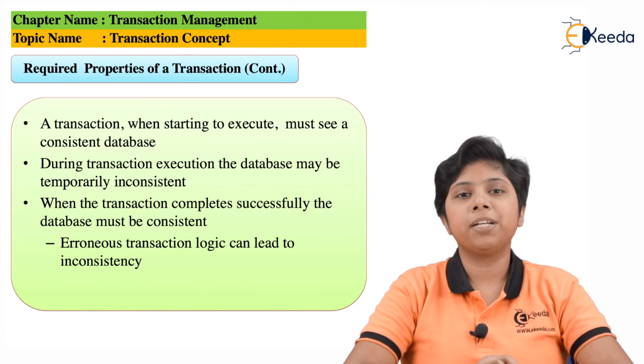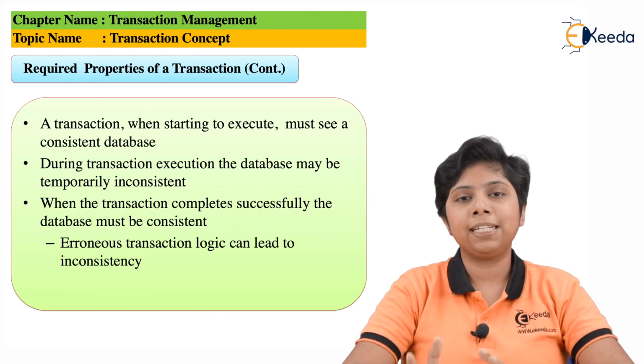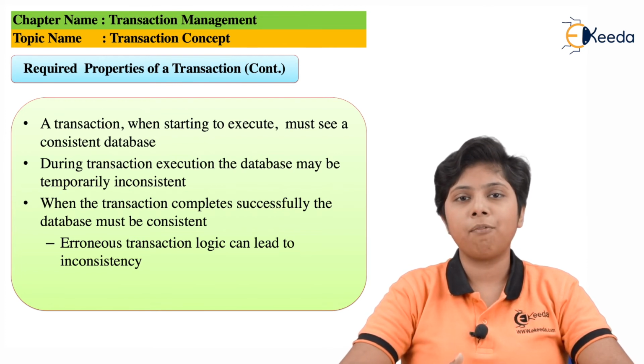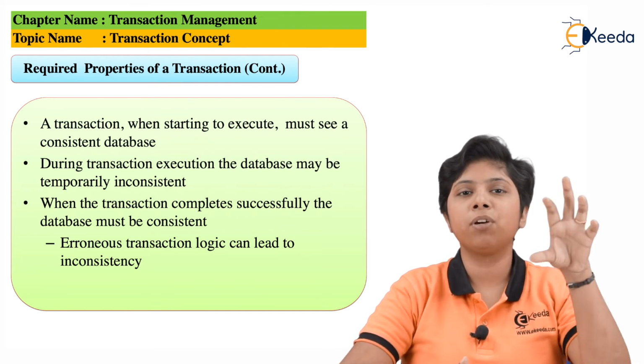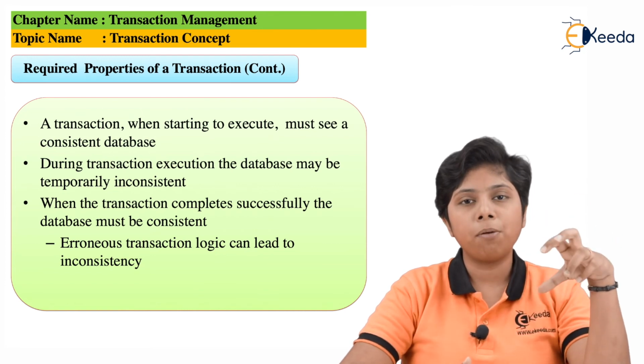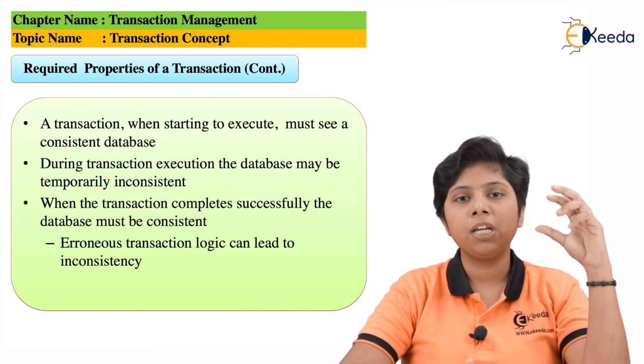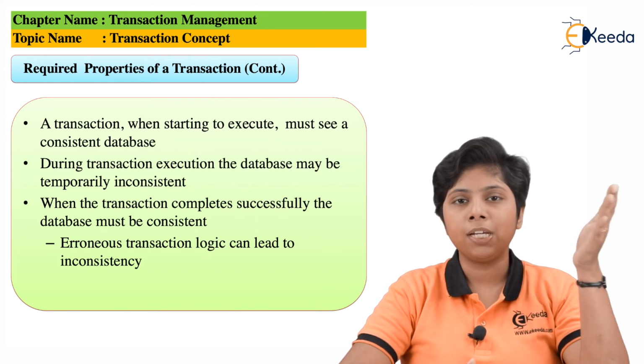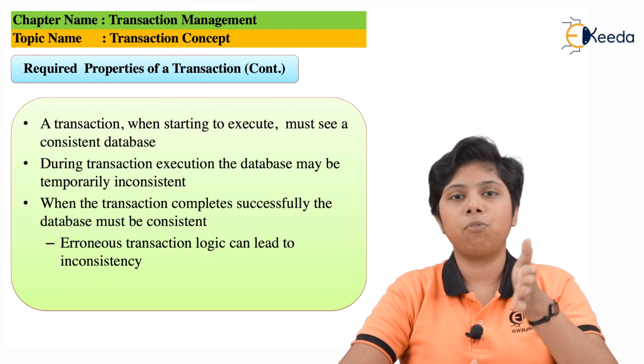Another way is to perform all the writes at the end of the transaction. Suppose the same transaction is modified in this way: we read the value of B, perform B equals B minus 50, read the value of A, perform A equals A plus 50, and then perform write B and write A.